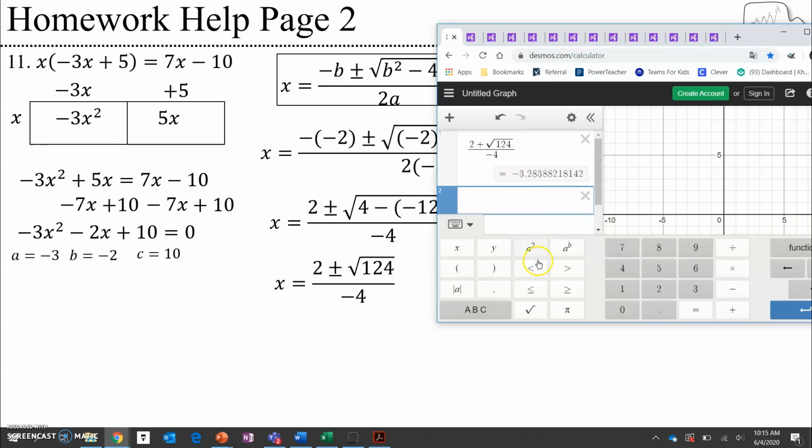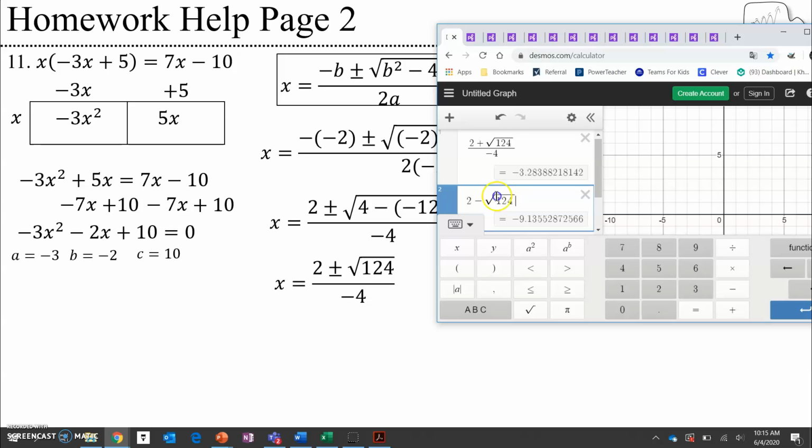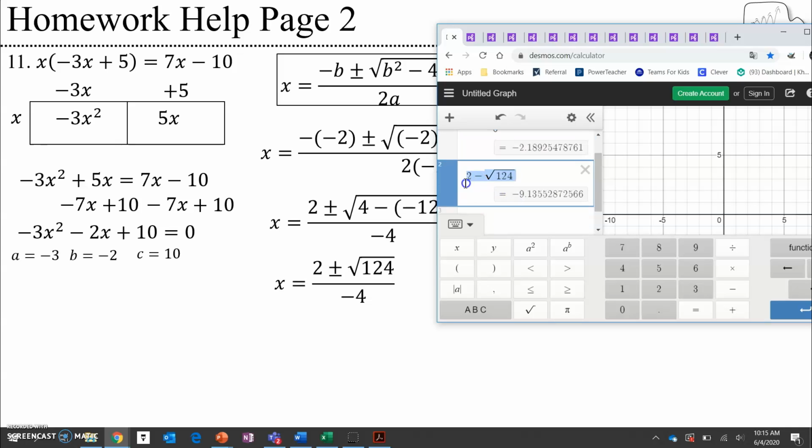We want to say 2 minus the square root of 124, right? Because this is plus or minus, so we got to do both. All over, oh, oops. So it should be over -6. All over -6. Right, so we have 1.52 and -2.19.